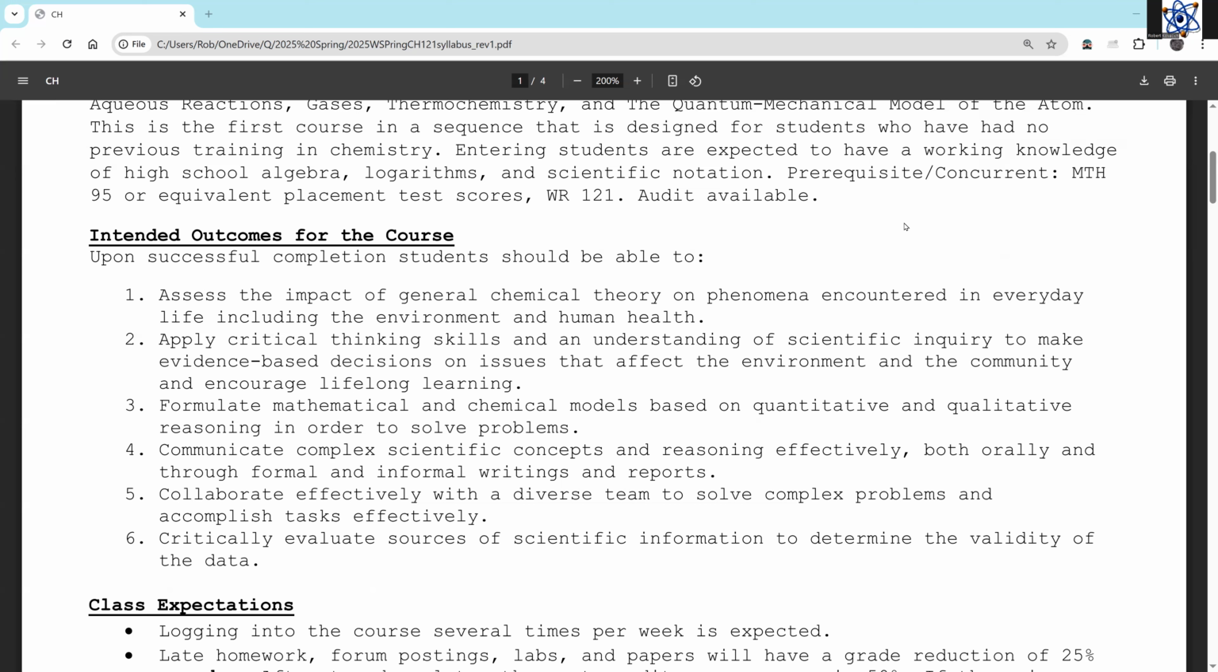Collaborate effectively with others. It's less of a deal with this class because it's online, but I'm hoping some of you can hook up with classmates and complete labs.